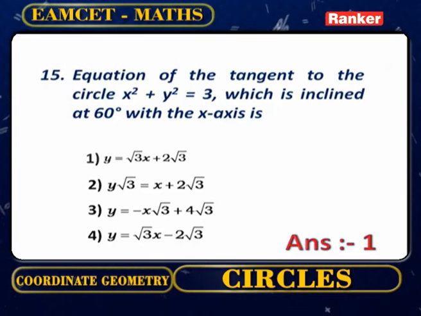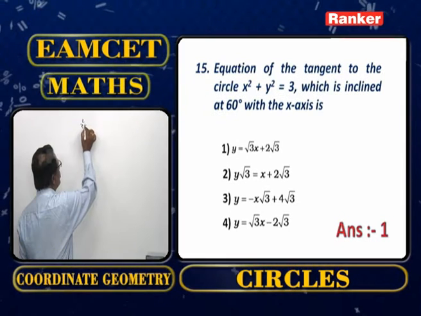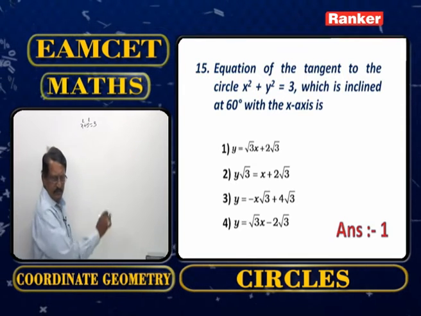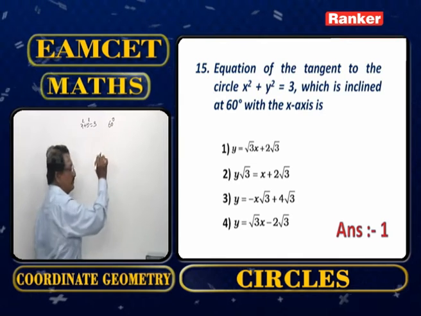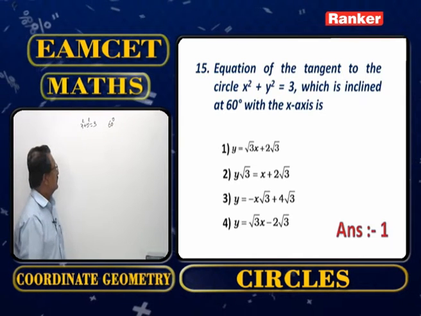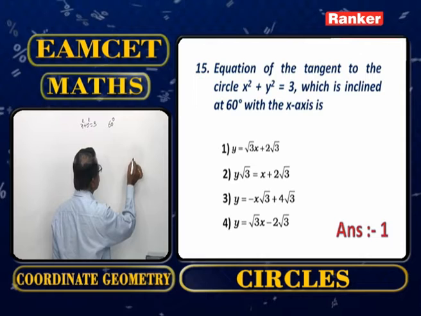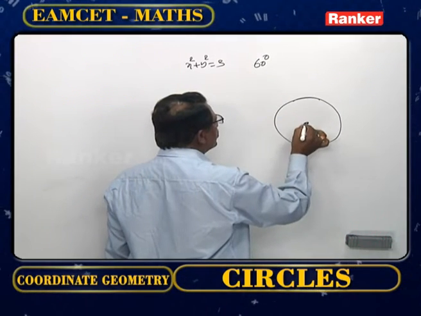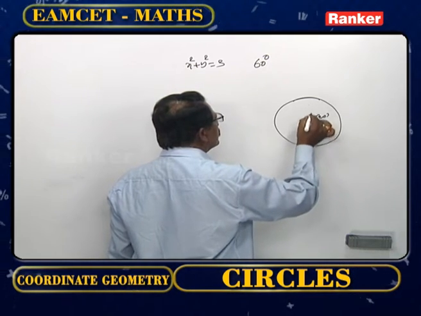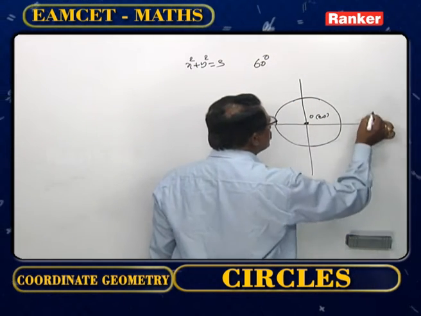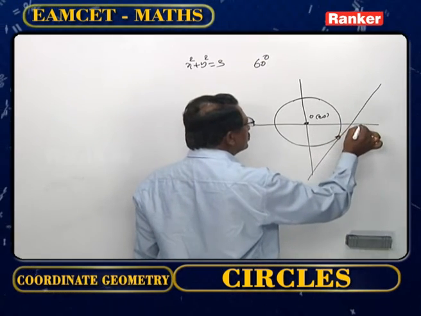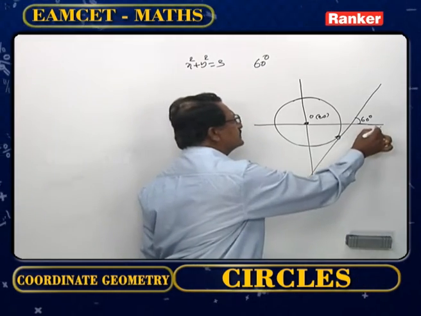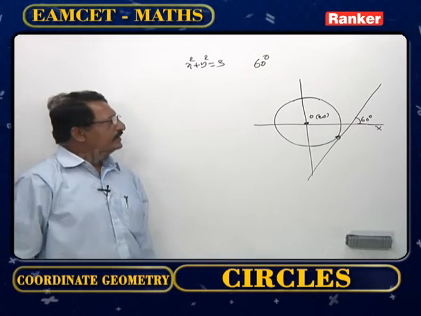Find the equation of the tangent to the circle x square plus y square equals 3, which is inclined at 60 degrees with the x axis. The center of the given circle is the origin. The tangent to the circle is inclined at an angle of 60 degrees with the x axis. We need the required equation of the tangent.